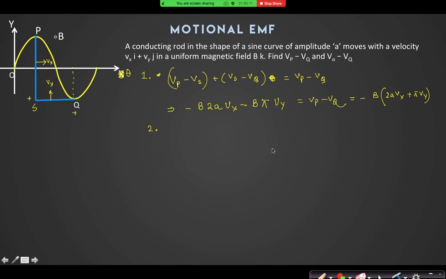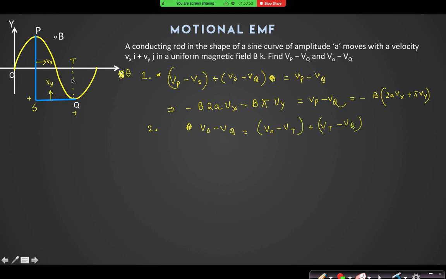You can also take the PQ vector and do v cross B with it. Also you can do it, PQ vector then vx vy, but this is a simple way, right? And Vo minus Vq, how can I do Vo minus Vq? Let us take a point T here above Q. So can I say Vo minus Vq is equal to Vo minus Vt plus Vt minus Vq, yes or no?